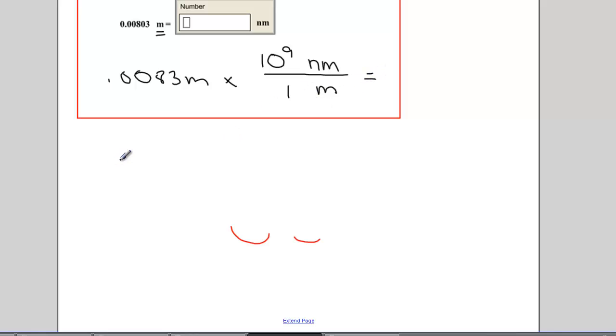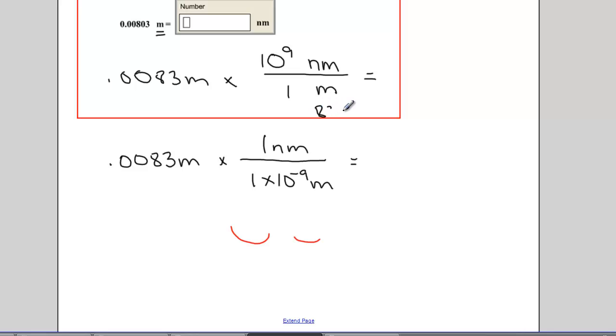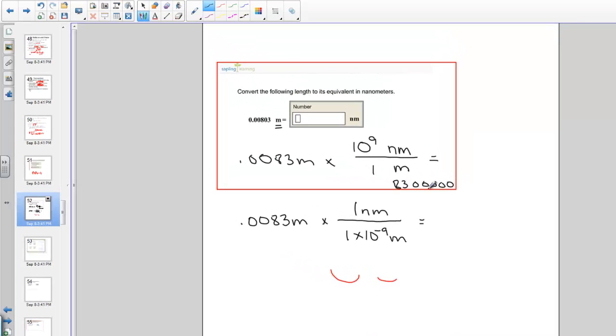This is one way of hitting it, and perhaps it just depends on your preference. You may certainly consider this: 1 nanometer is 1 times 10 to the negative 9th meters. I bet we get the same answer no matter how you hit it. So on the first point, 0.0083 times 1E9, that's 83,000. That's 1, 2, 3, 4, 5 zeros on my screen. Did you get the same? 83, 1, 2, 3, 4, 5.